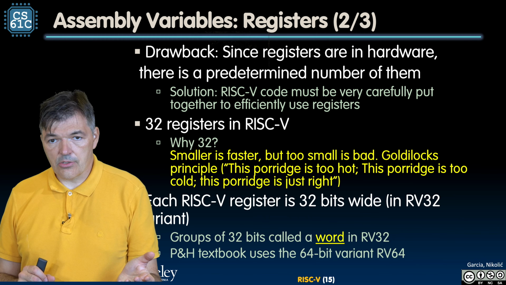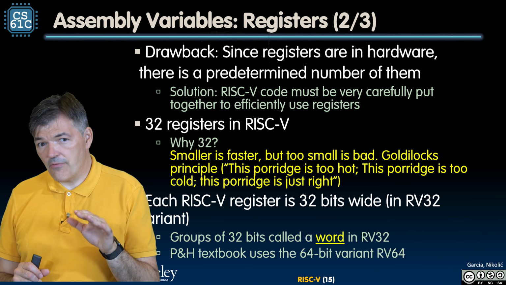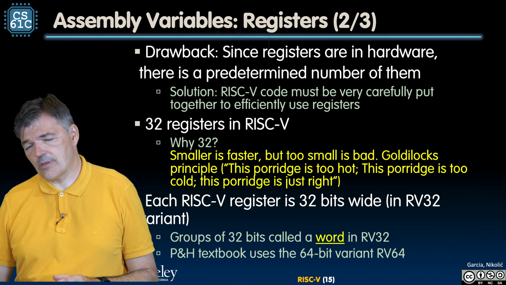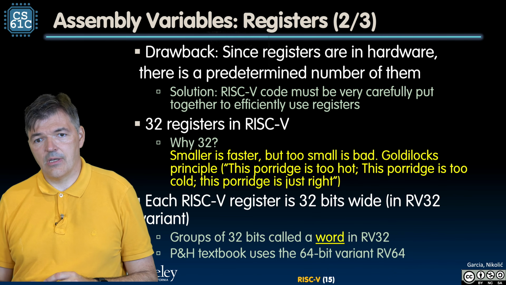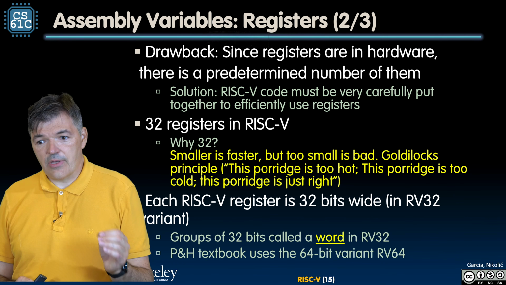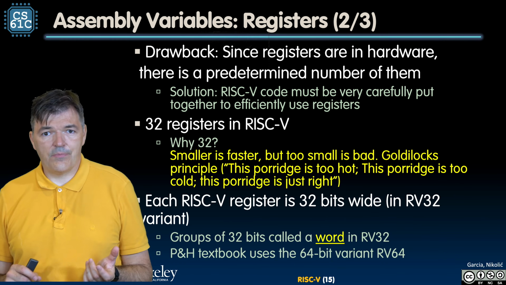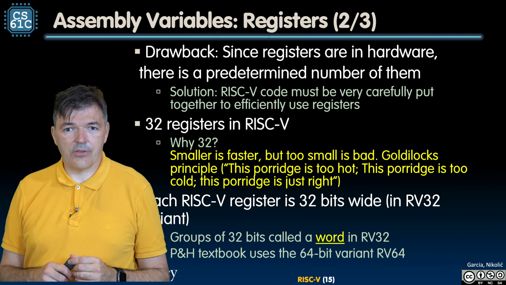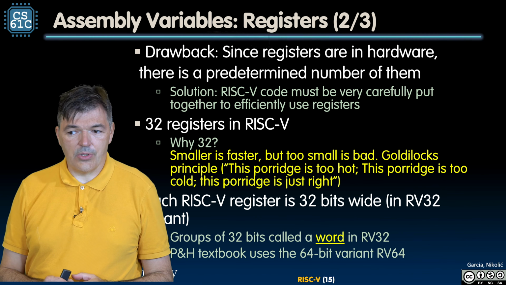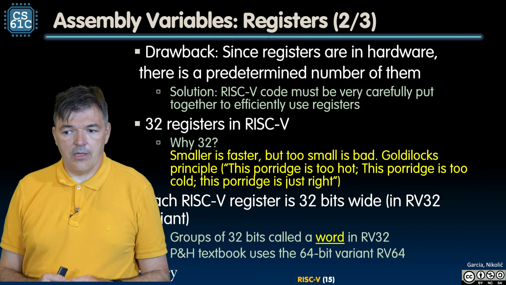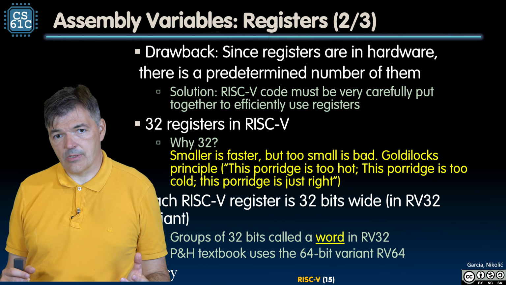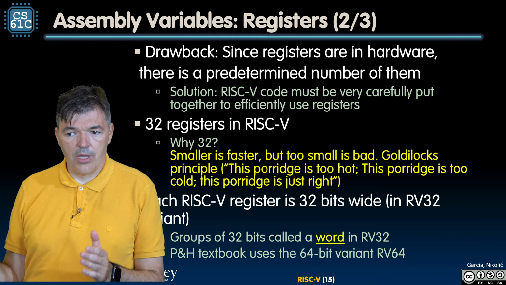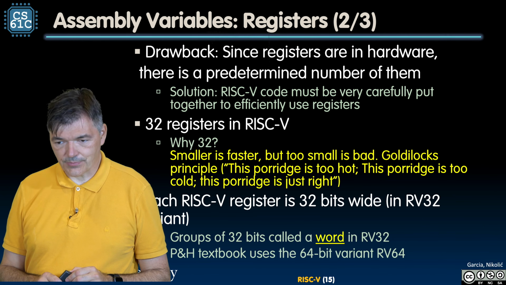Some instruction set architectures, like x86, have a very small number of registers. There are only 8 general purpose registers and then some specialized registers inside x86. RISC-V has 32 registers. How did we come up with 32? Well, it is based on a Goldilocks principle. Smaller is faster, but too small is bad. If you have too many of them, it's going to slow down the machine. Goldilocks principle says this porridge is too hot, this porridge is too cold, this porridge is just right.